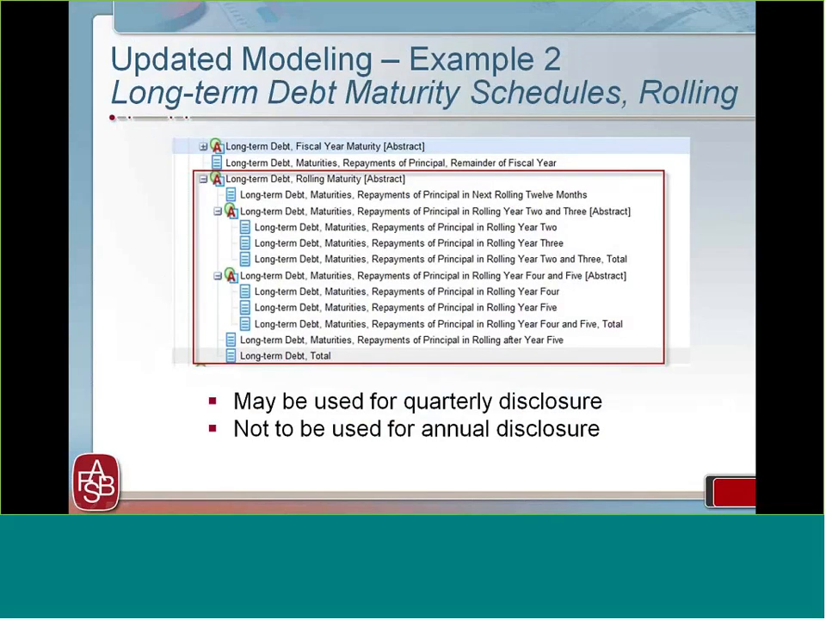This is a specific example for a long-term debt maturity schedule. So this, again, could be used for quarterly disclosures where the maturity periods are based on that quarter's balance sheet date. In this case, the maturity periods would roll ahead each following quarter by another 3 months. These elements should not be used for the annual disclosure.